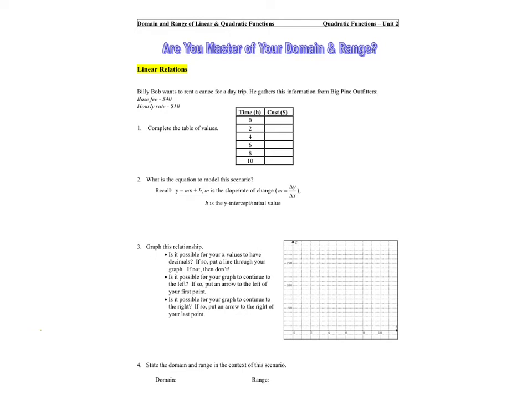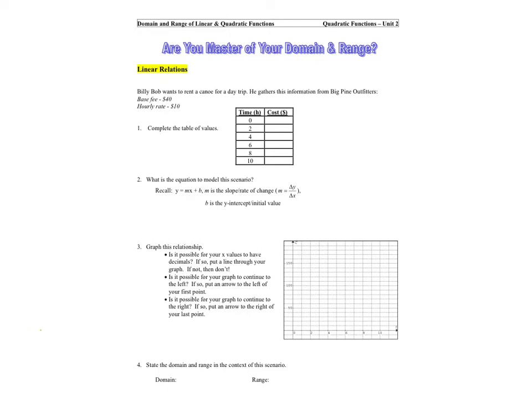In this example, Billy Bob wants to rent a canoe for a day trip. He gathers this information from Big Pine Outfitters. The base fee is $40 and the hourly rate is $10. So that means it's $40 just to rent the canoe, and then it's $10 for every hour you have the canoe. We're going to start with completing the table of values.